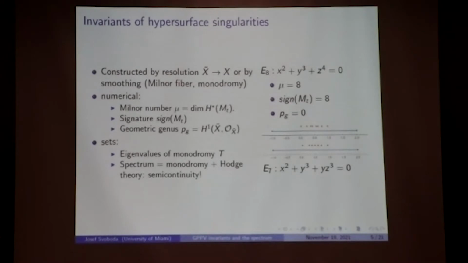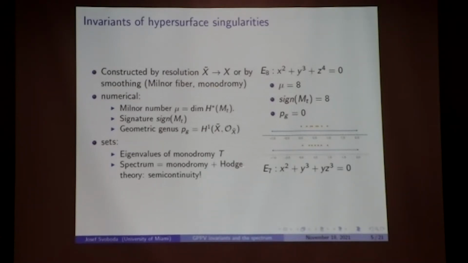Maybe you say later what is the spectrum exactly? I'm not going to say it. It's a bunch of rational numbers in the interval -1 to 2. And monodromy is clear, I hope.